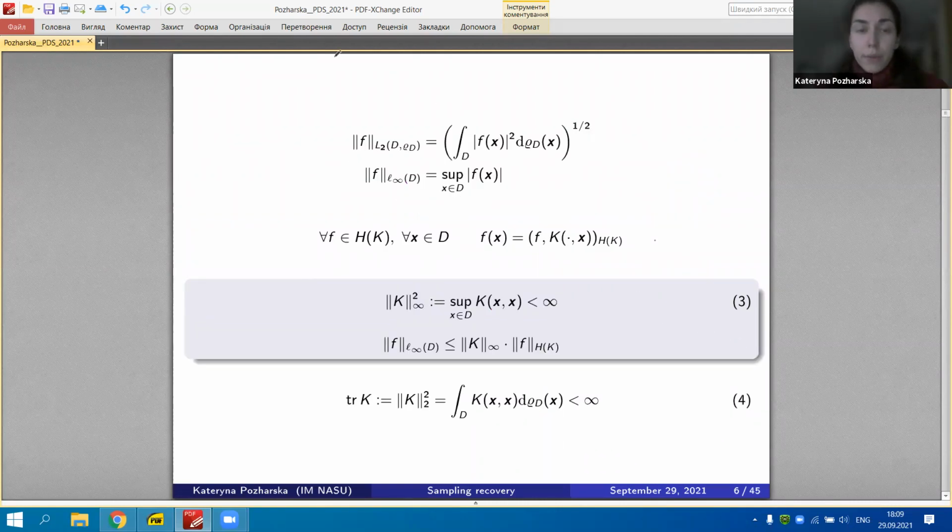Here we introduce the norms in the spaces L2 and L infinity. Our space is a reproducing kernel Hilbert space, that is, for each function f the following reproducing property holds. In our L infinity setting, our kernel should be bounded to ensure a continuous embedding of our space in L infinity. If we consider the L2 problem, it is sometimes sufficient to consider the finite trace condition, which ensures the continuous embedding into L2 and also that the singular numbers sigma_n are square summable. It is good in several situations, going from 1 to infinity.